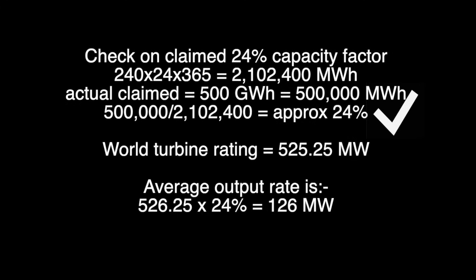Now we have a good idea of what the load factor is, the capacity factor, same thing. We can simply say that the 526.25 megawatts, that is the world nameplate capacity for all the turbines, times 24%, and we get 126 megawatts. That's the average output rating from the entire world's barrages, the entire world's tidal power. And so that has to be compared to what a gas station gives.